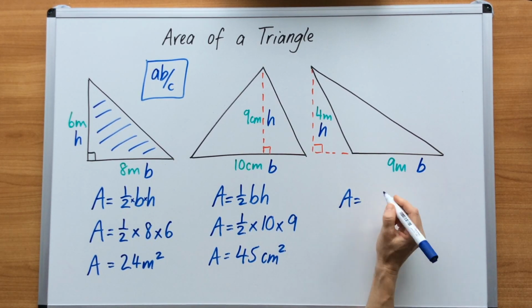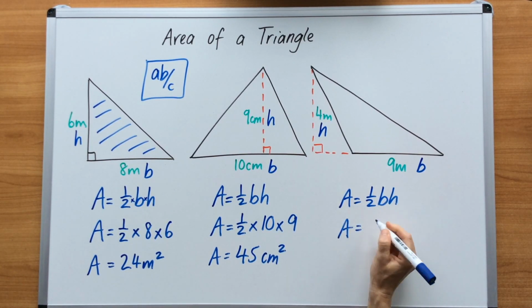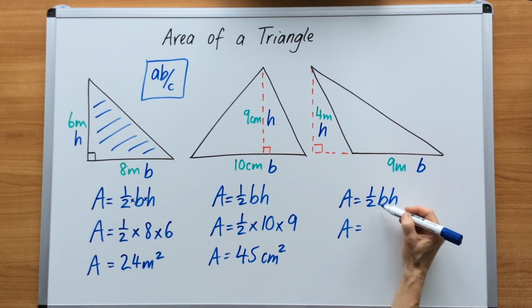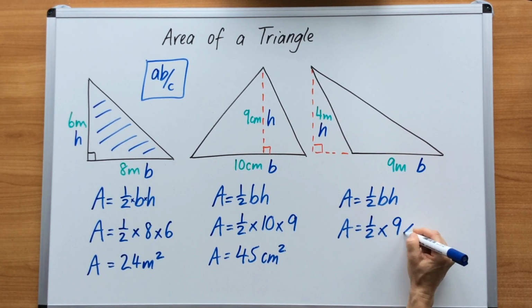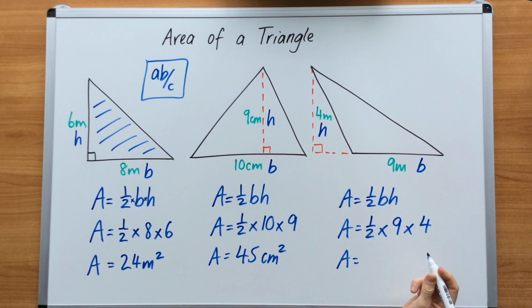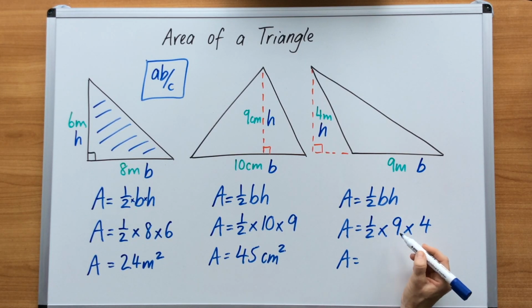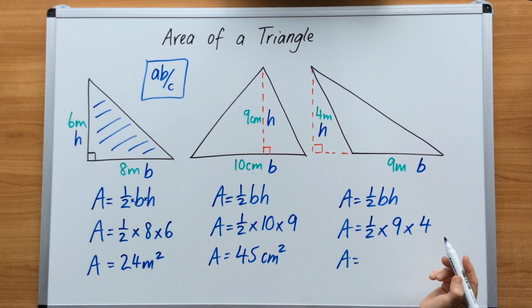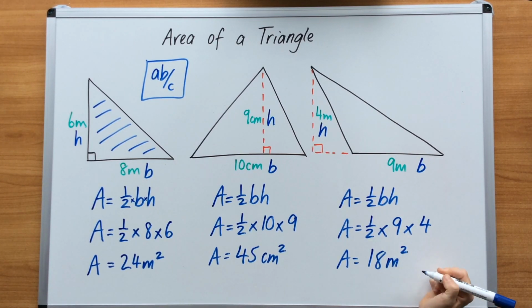Again, we write the rule for the third triangle. We go to our second line of substitution where we replace these letters with the correct numbers. So we go half times the base, which is 9, times the height, which is 4. Calculate that. 1 ABC fraction button 2 times 9 times 4 equals 18. It's meters and squared.